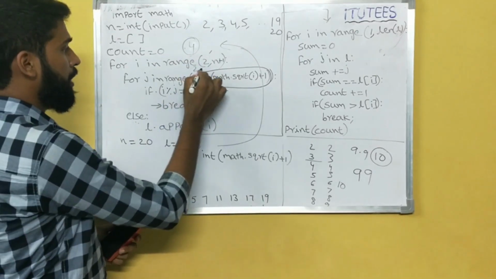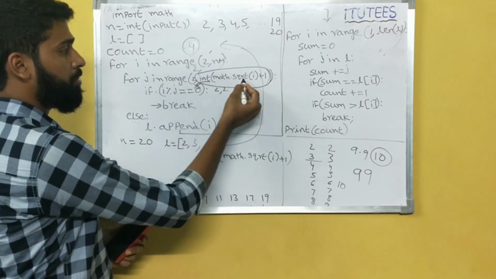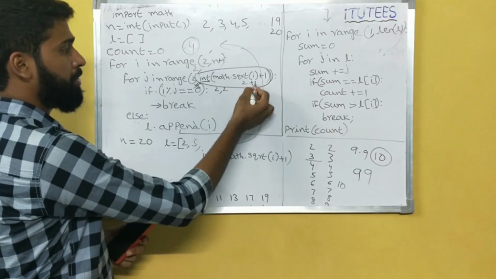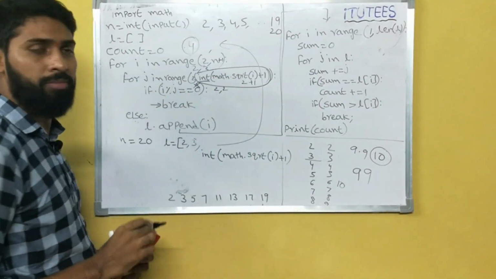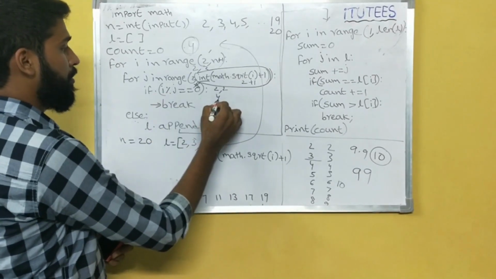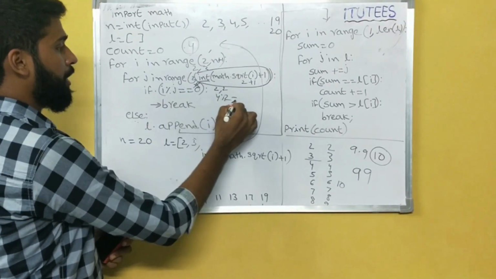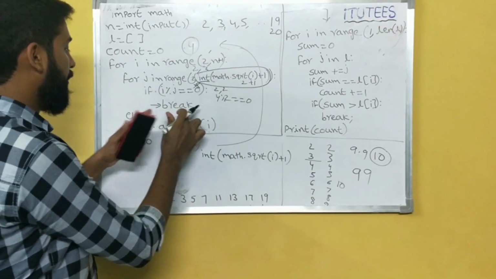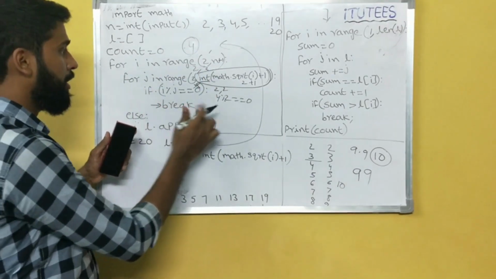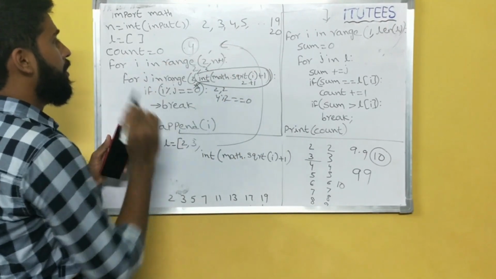So 2 comma int of square root of 4 plus 1 means 2 comma 3, that means j is 2. So what is the i value? 4. What is the j value? 2. 4 percent 2 equals 0, so it executes break. So we don't enter into the else block. Again we go to the for loop.